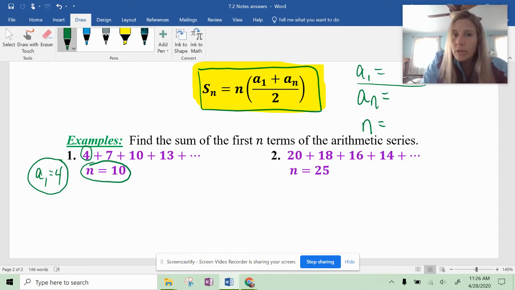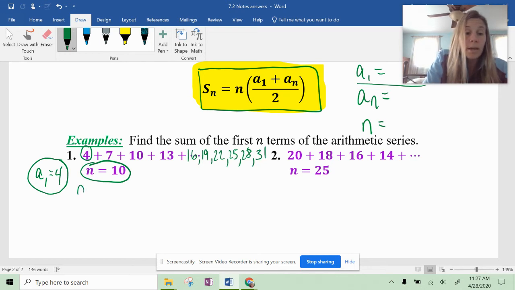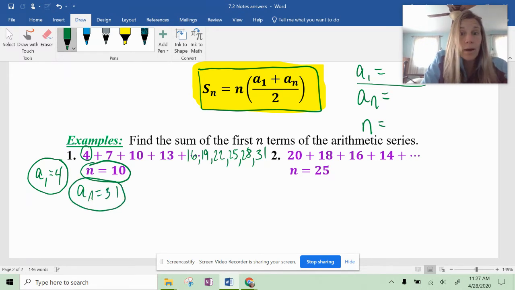There are a couple of ways you can do this. If you see that the pattern is adding by 3 each time, you could just continue the pattern until you get to the 10th term. So we have 4, 7, 10, 13. Then 16, 19, 22, 25, 28, and I think we have to go to 31. 4, 5, 6, 7, 8, 9, 10, right? 31. So a sub n is 31. You can get it that way.